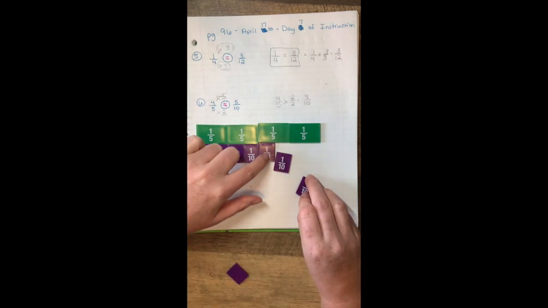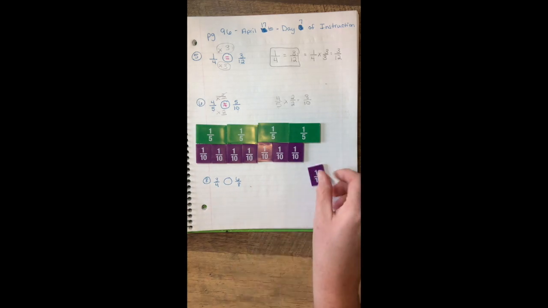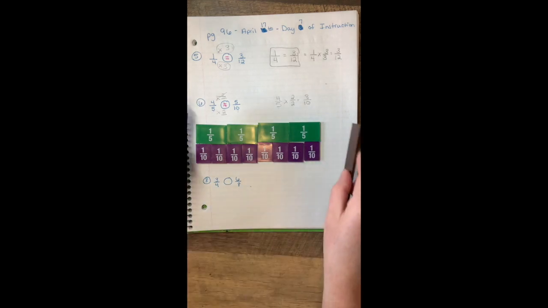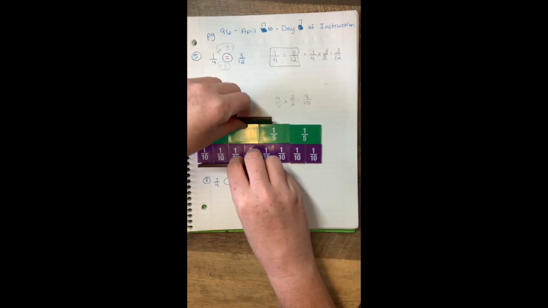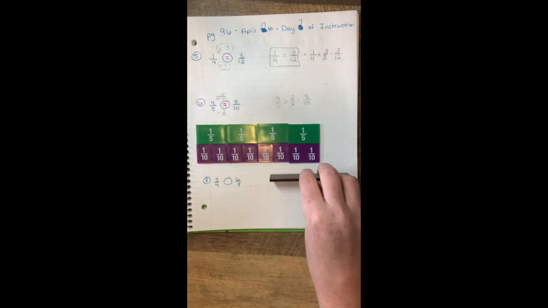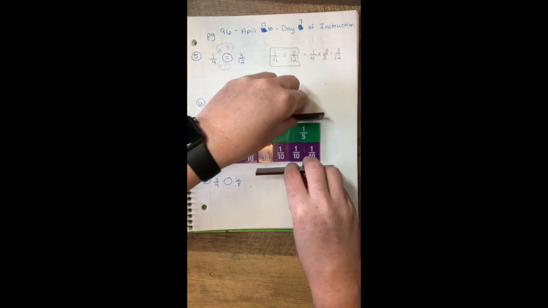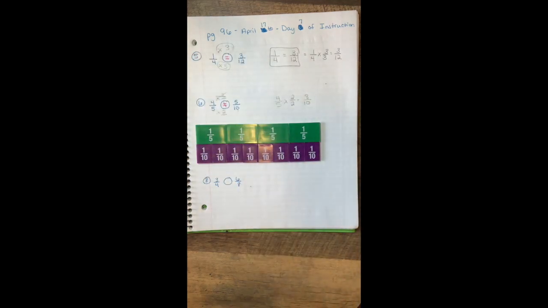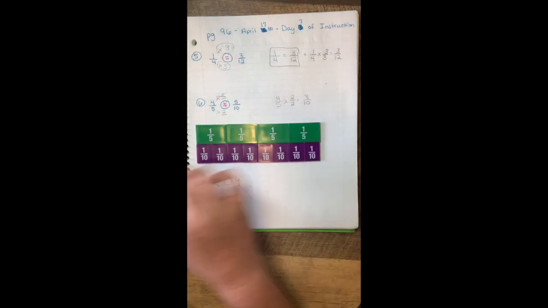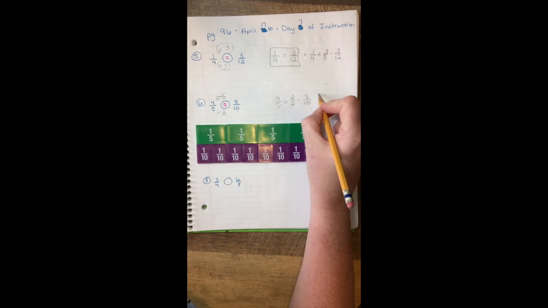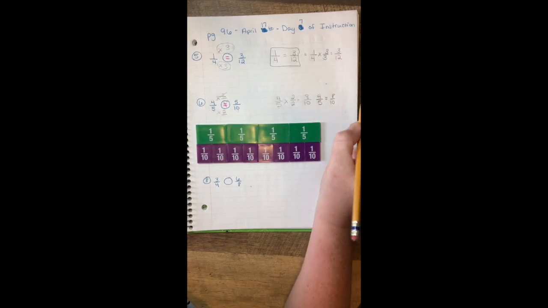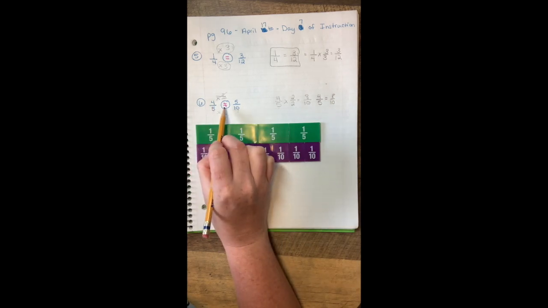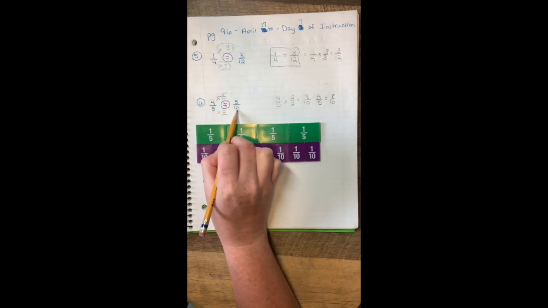1, 2, 3, 4, 5, 6, 7, 8/10. Make sure they're lined up to show that they are equivalent. Whoops. And yes, that is a fact. This is true. These two are equal. 4/5 does equal 8/10, but 4/5 does not equal 5/10.